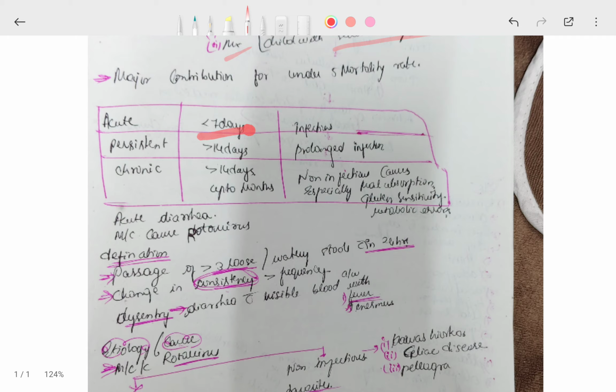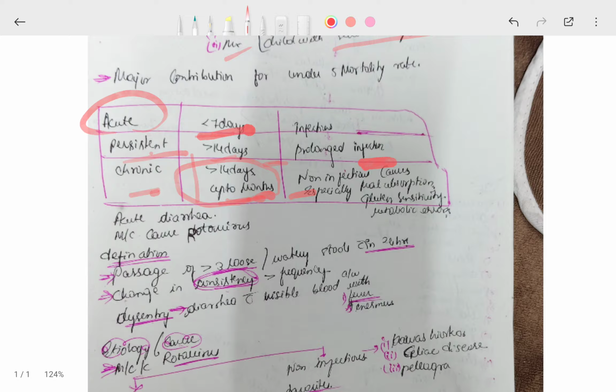If it lasts up to 7 days, it's acute. If it's more than 14 days, it can be persistent or chronic. If it's more than 14 days and goes up to months, then it's chronic, and a non-infectious cause is a chronic one. But when it is more than 14 days with an infectious cause, it is persistent diarrhea.